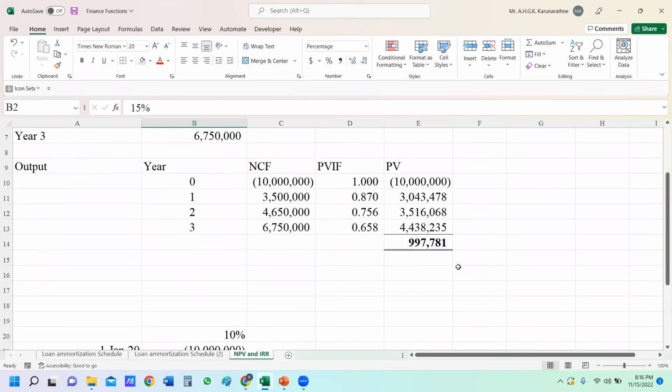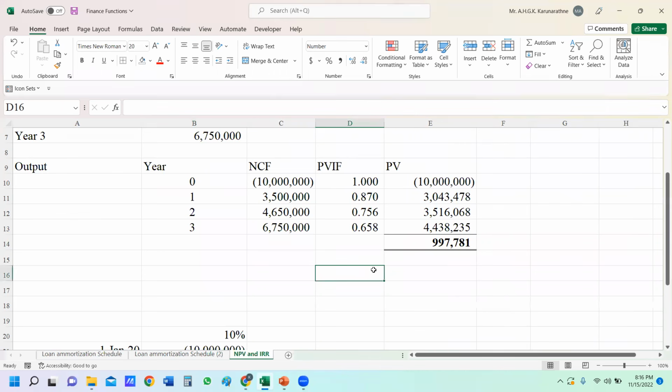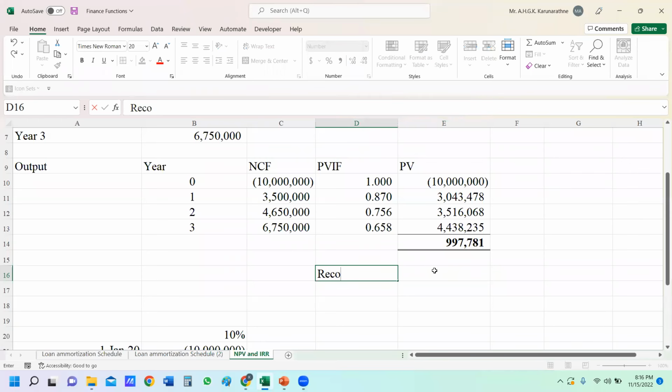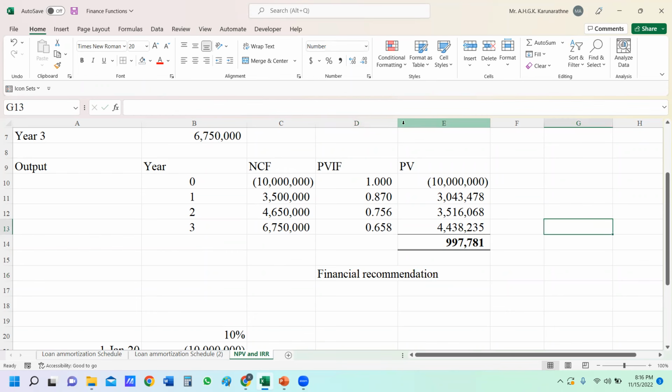Okay, so accordingly, you can complete the project like this. At the same time, you can improve this model by creating a formula to recommend whether the project should be accepted or not. So let's say recommendation. Let's say financial recommendation.